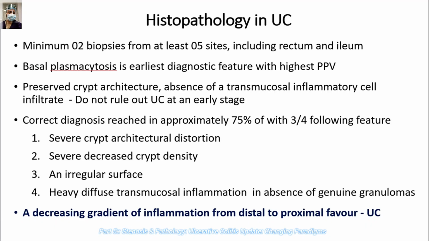A decreasing gradient of inflammation from distal to proximal favors ulcerative colitis, that is, the rectum is more involved as compared to the descending colon as compared to the transverse colon. So, if there is a decreasing gradient of inflammation from distal to proximal, that favors diagnosis of ulcerative colitis.